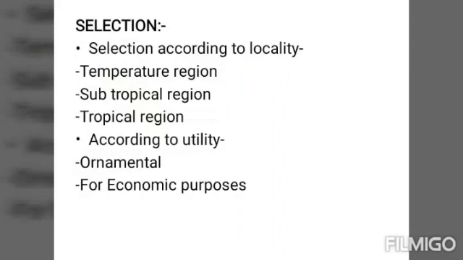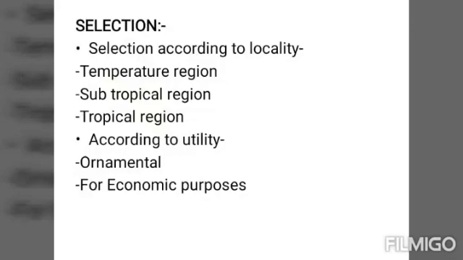Now we'll discuss the selection. While selecting the palms, two important points should be kept in mind. These are the two important points that you have to remember. First is the selection according to locality, and second is according to utility. So we'll discuss the first, that is, selection according to locality.